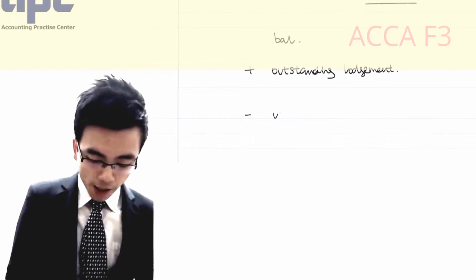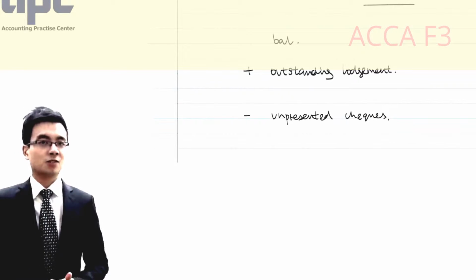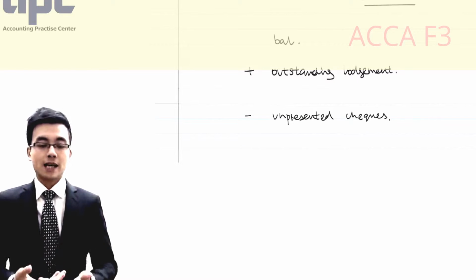And also we're going to minus the unpresented checks as well. What I mean by that is that we send out the check to a supplier because we bought the inventory, maybe for the first time, but the supplier hasn't gone to our bank to deduct this amount and receive this money from us, and hence within our bank statement we need to minus it as well.